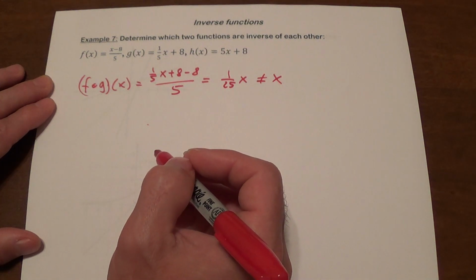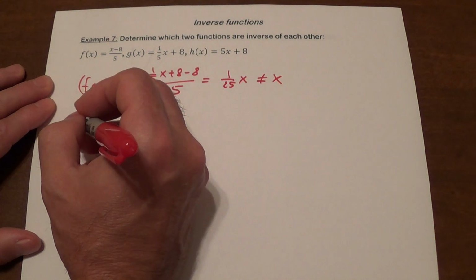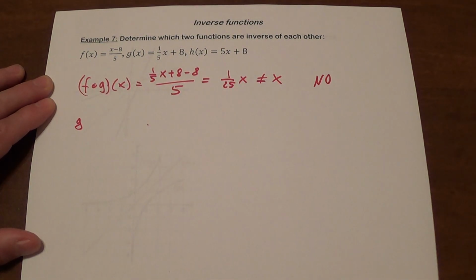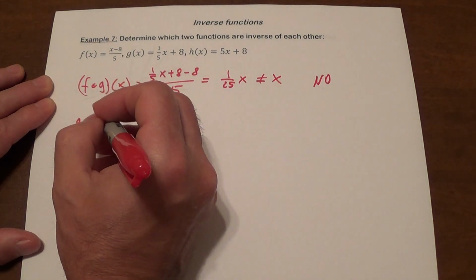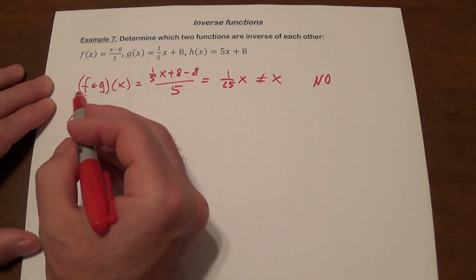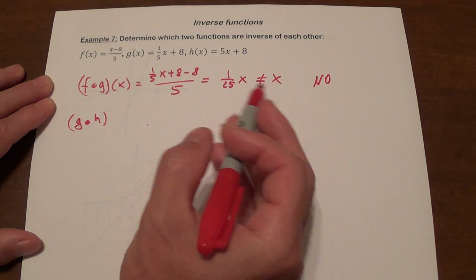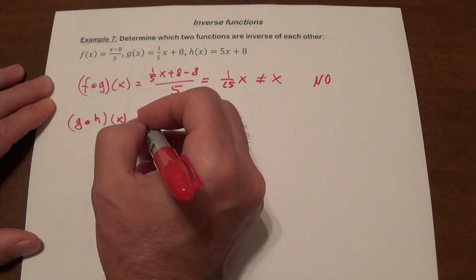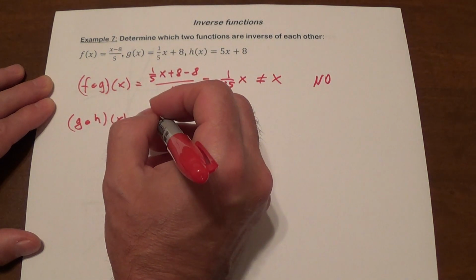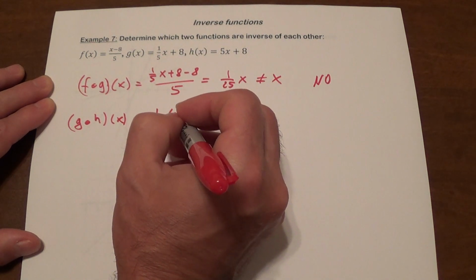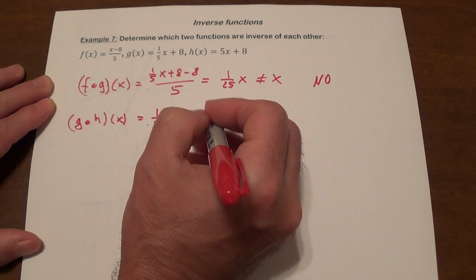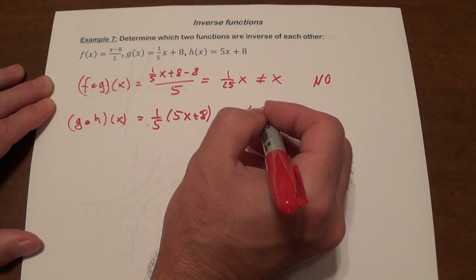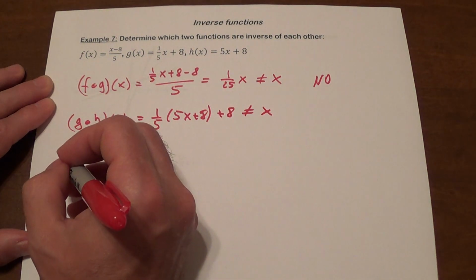Could that be g and h? Right here, no. So g of h. By the way, there is no need to do g of f because you already did not get x. I'm sorry, g of h. So g goes into here. We're going to have 1/5 times (5x plus 8) plus 8. It already looks like it doesn't equal x.